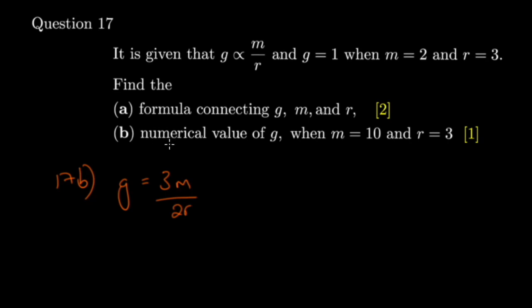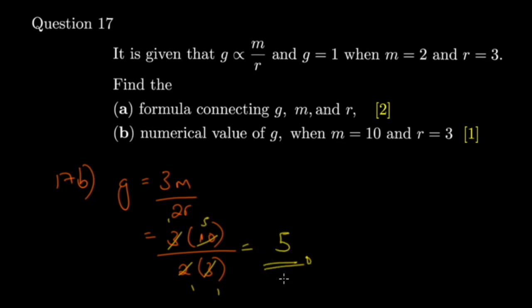And so now, the second part is substitution. They want us to find the numerical value for G when M is equal to 10, and R is equal to 3. So this is a simple substitution. Here you start cancelling your stuff. These ones cancel, these ones cancel, and then you get 5. So here, done. Question 17 was relatively easy. Let's move to question 18.